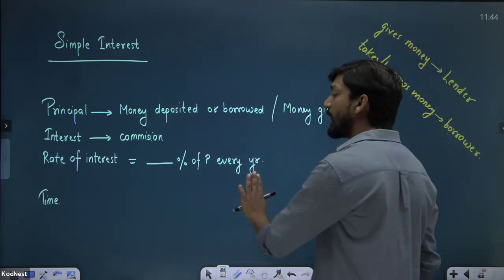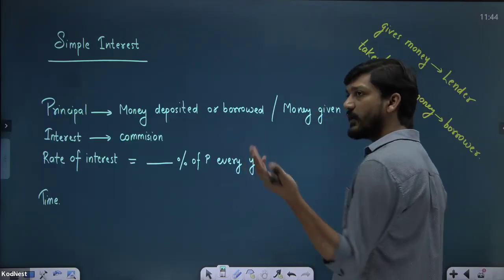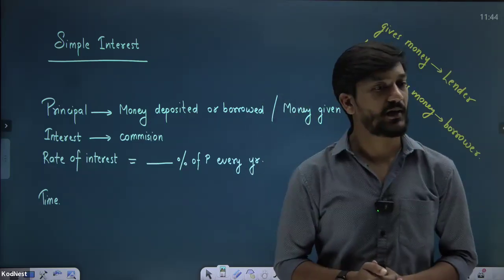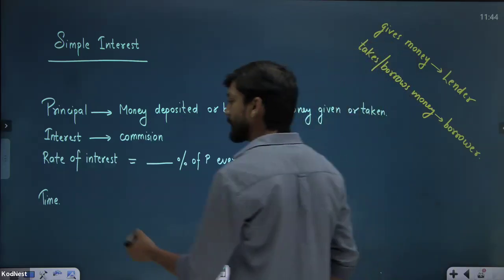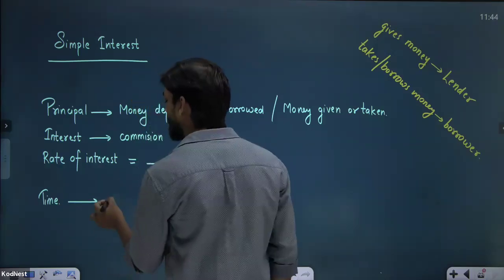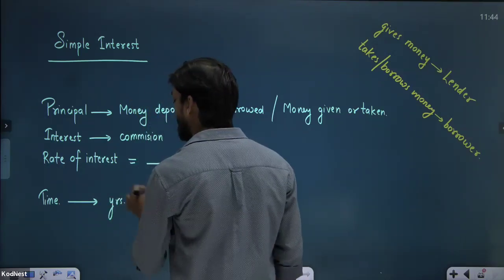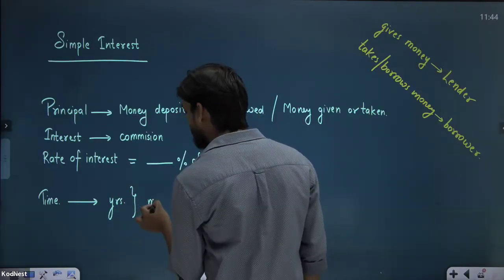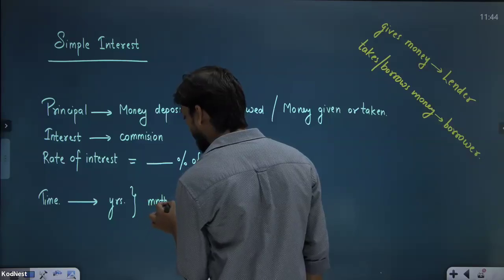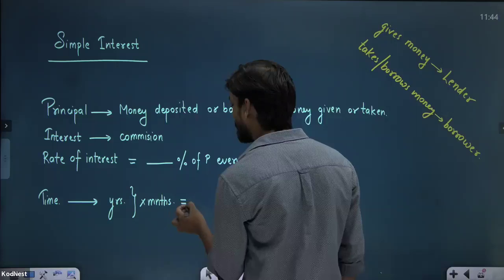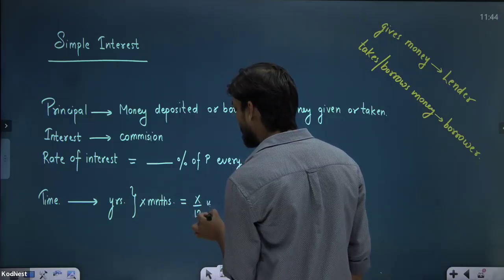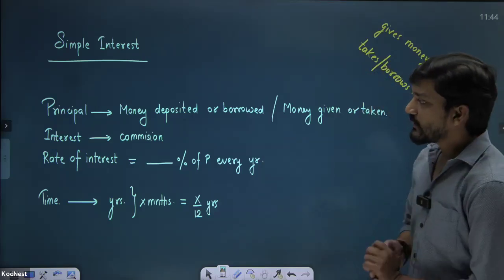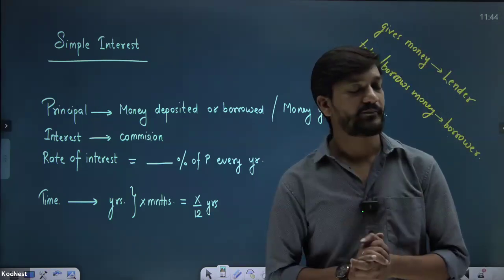Okay. Now, why every year? Because otherwise people will take the money and they will never return. They will say, I will return after 200 years, right? So time also is important. Okay, so time is years or months, but we have to always write in years in the formula. So please remember this. X months equal to X by 12 years. Okay, please remember this. So these are the 4 terms which we have.